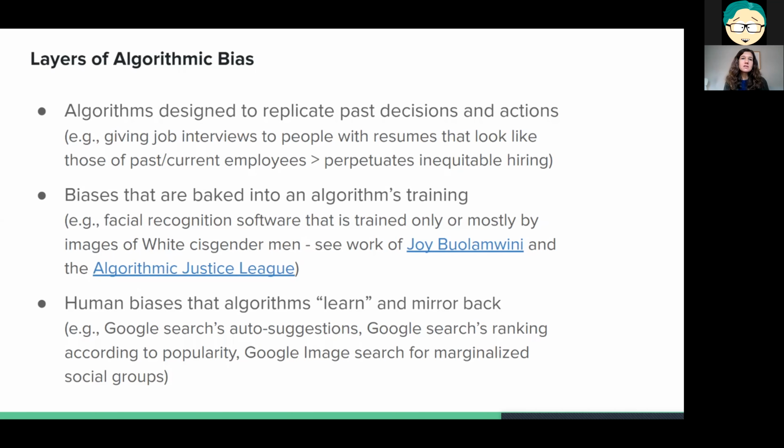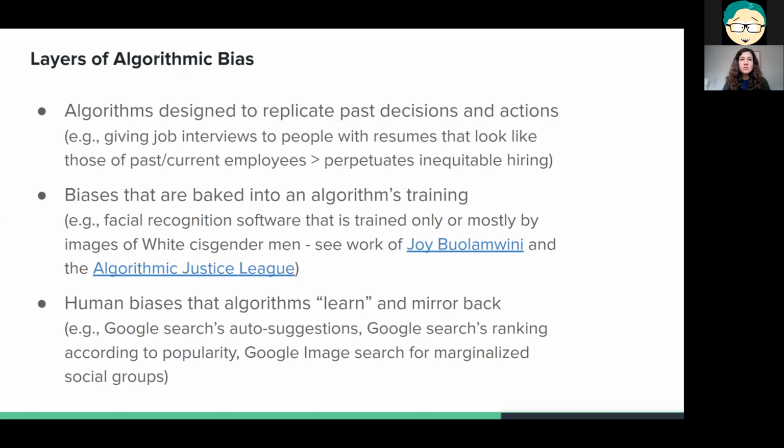Another example is biases that are baked into an algorithm's training. So for example, a facial recognition system that's trained only or mostly on images of white cisgender men. You might have heard of the work of Joy Buolamwini. I may not be pronouncing her name quite right, so I'm sorry about that. And then the Algorithmic Justice League, there's a really good documentary on Netflix called Coded Bias, where they talk about this work of looking at facial recognition systems that don't recognize faces of color. That's just one of many examples in their work of algorithms having a bias.